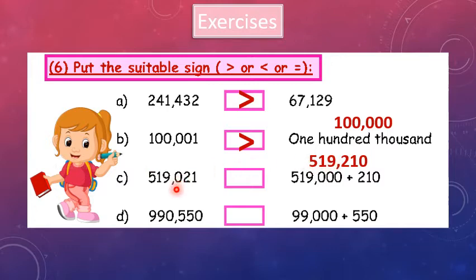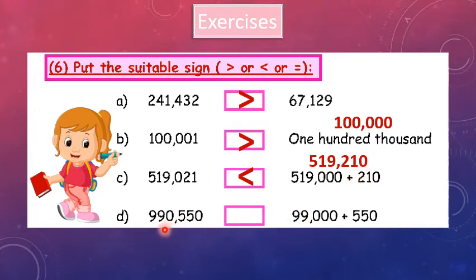Then go to the hundreds place. We have here 0 in the hundreds place, and we have here 2 in the hundreds place. Then which is bigger? Yes, good job. Then 519,021 is smaller than 519,210.